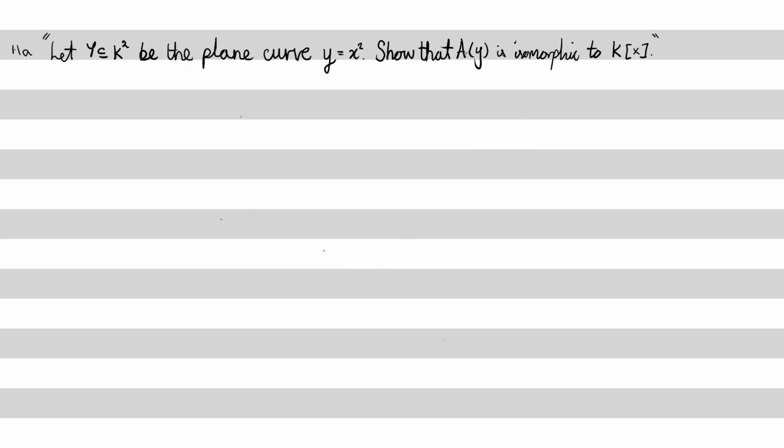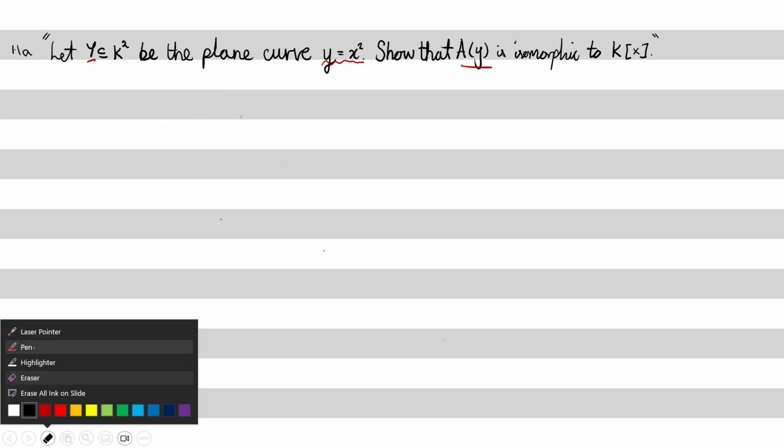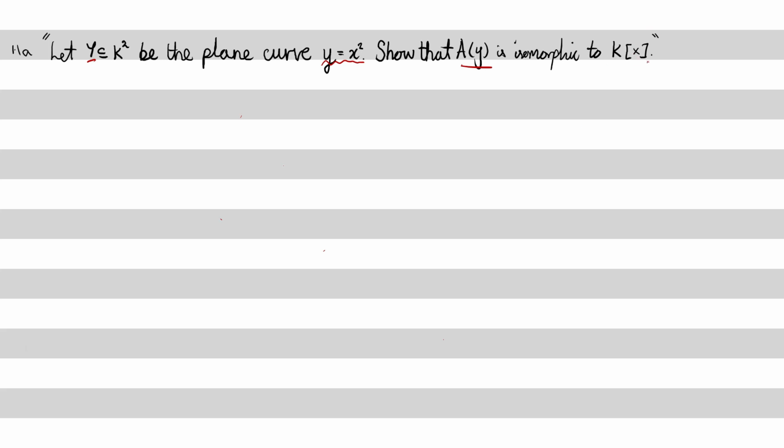This question wants us to show that the affine coordinate ring of the algebraic set, we don't know it's a variety yet, but it is, the affine coordinate ring of the algebraic set defined by the plane curve y equals x squared, so just the normal parabola, is isomorphic to the univariate polynomial ring over K. We're over some algebraically closed field K.